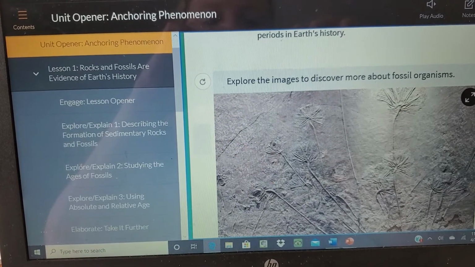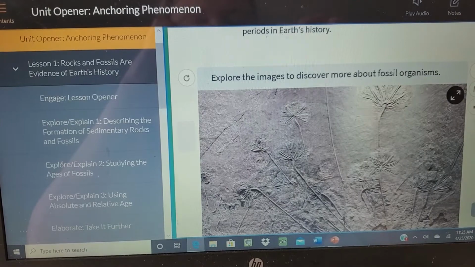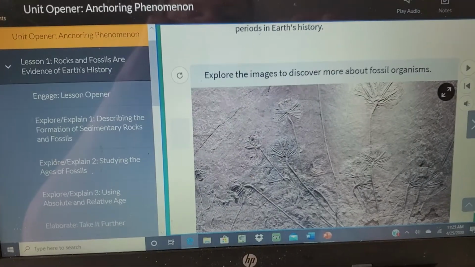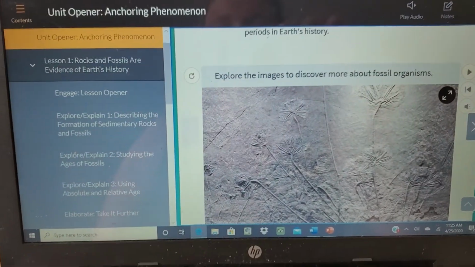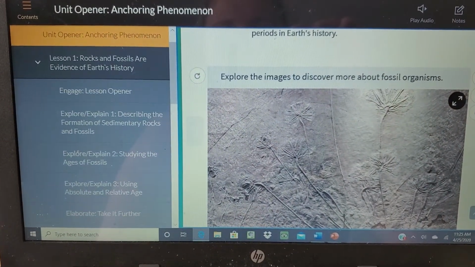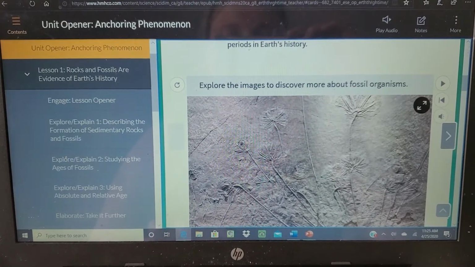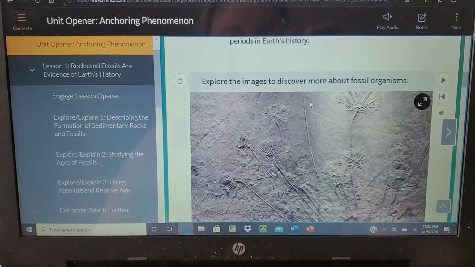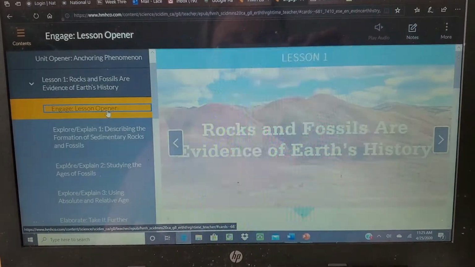So today we're really going to take a deeper look. We're going to build on that information that we've been talking about. We're going to take a deeper look at our lessons. So today's is going to be Lesson 1. We're going to look at rocks and fossils, or evidence of Earth's history. I know all of you are on your online, and I've shared this page with you. So let's look at our lesson opener.